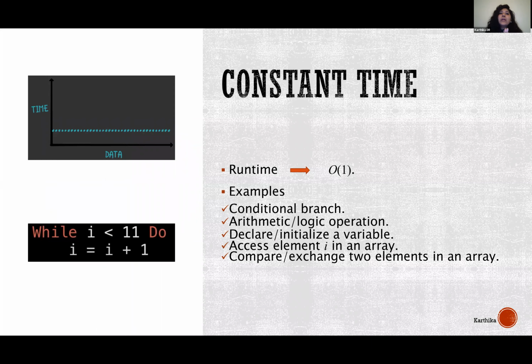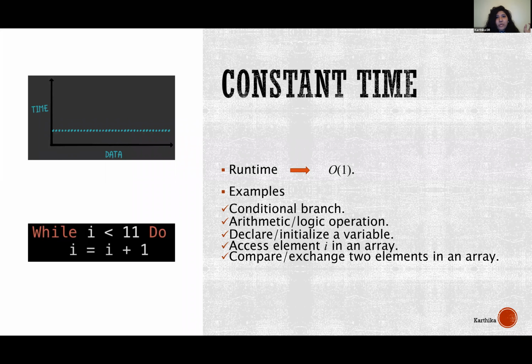Now I'm going to go through some common time complexity and space complexity notations, and at the end, if you have any questions, you can ask. First is the constant time solution. We'll go from the most efficient one to the least efficient one.